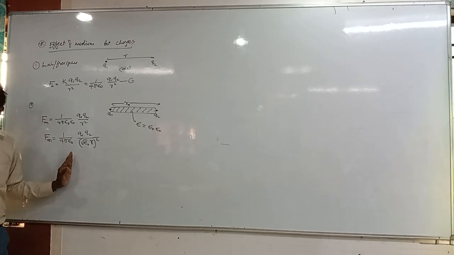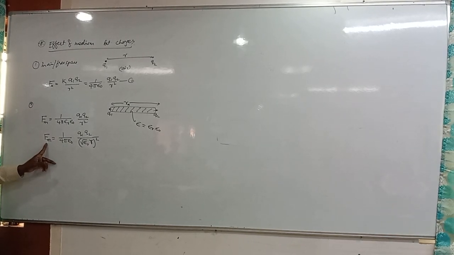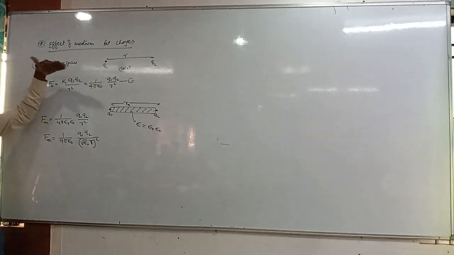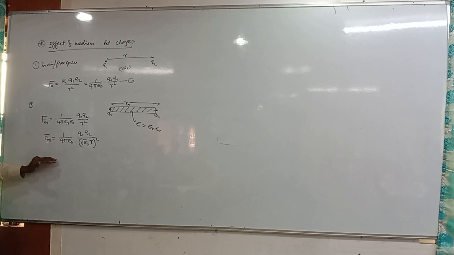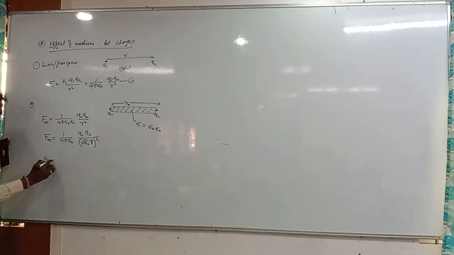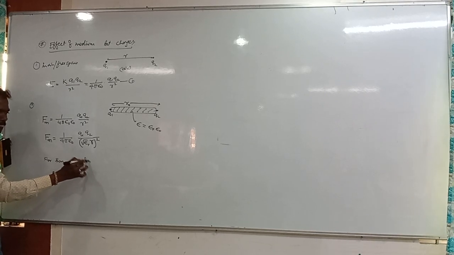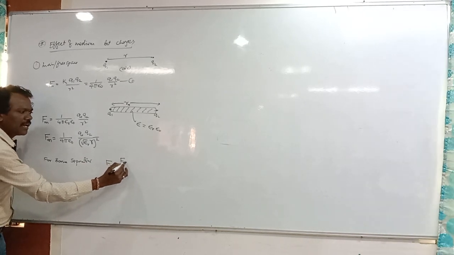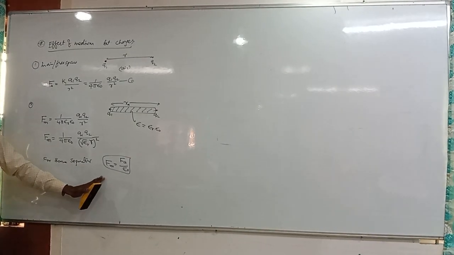Correct? See, tell me here, force in the medium or force in the air, which is greater? Force in the air is greater. Force in the medium is less for equal distances, isn't it? So that is for the same separation of the charges. So F in the medium is equal to the force in the air divided by epsilon r. Epsilon r times it is less, right?